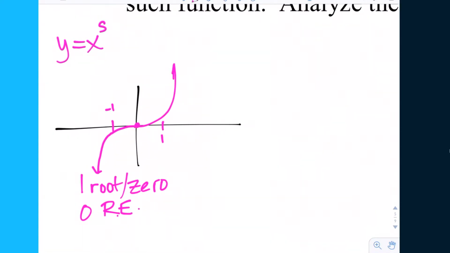All right. Do you think we could draw it with 0 roots? Can you draw a fifth degree polynomial with 0 roots? Why not, Caden?